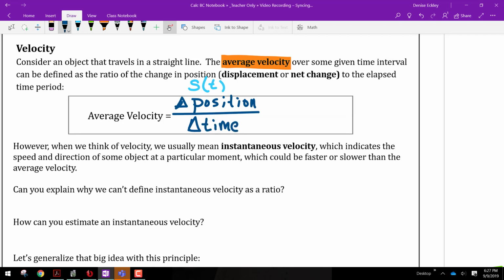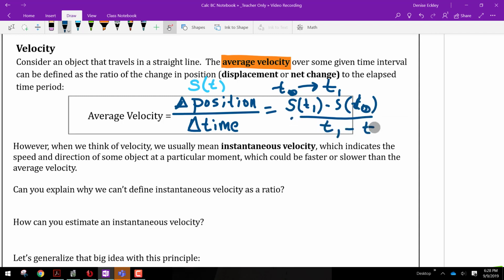And if we want to look at this in terms of a time change, so if we start at time t0 and we travel to time t1, we are going to have s of t1 minus s of t0, all divided by t1 minus t0. And that, of course, is our slope formula. And we're going to build on that.